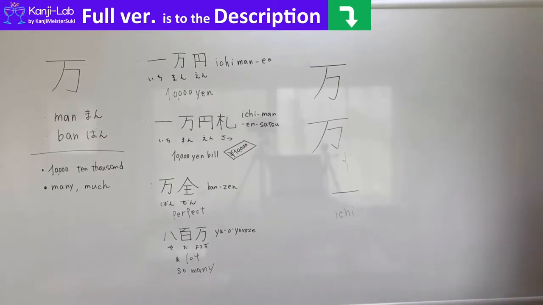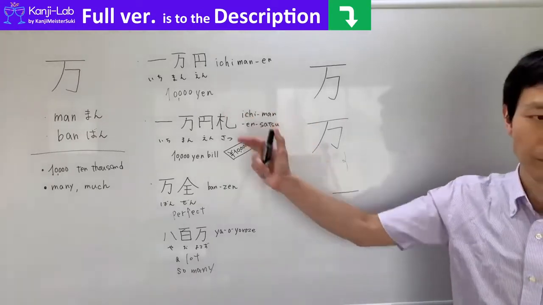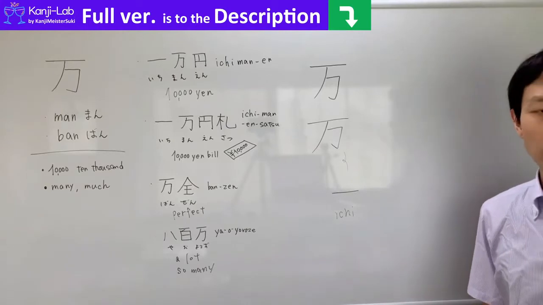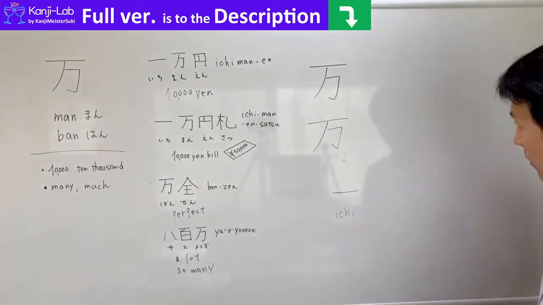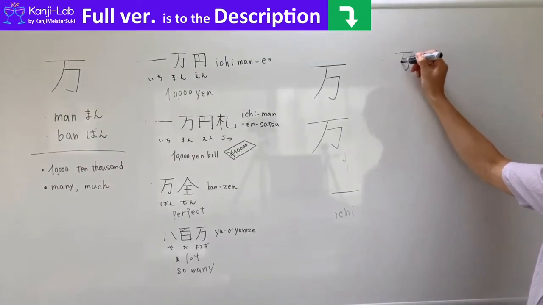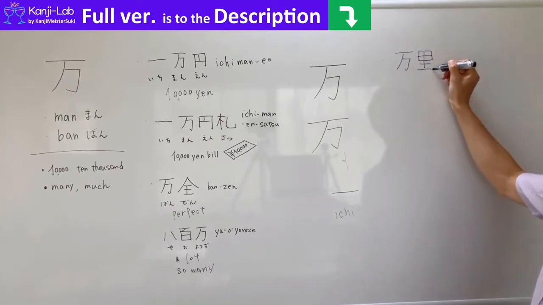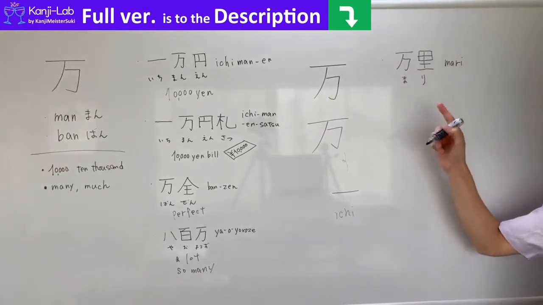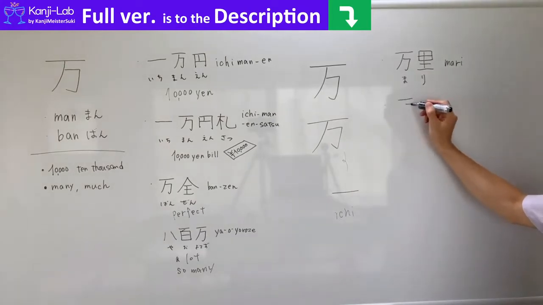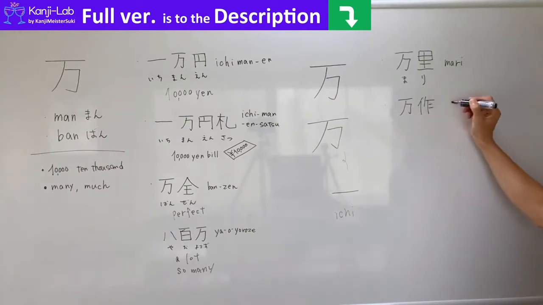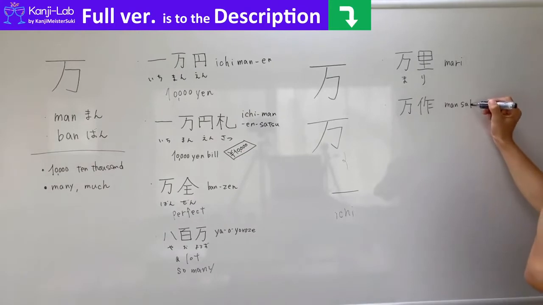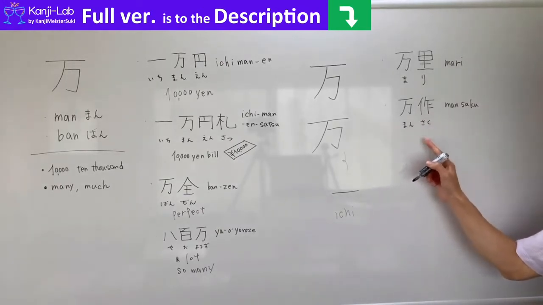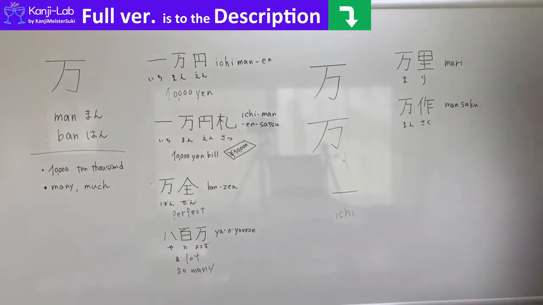There are no family names that use the kanji character man, which is widely used in Japan. Next, there are the most common personal names using the kanji for man. Mari. Mansaku. Mansaku.